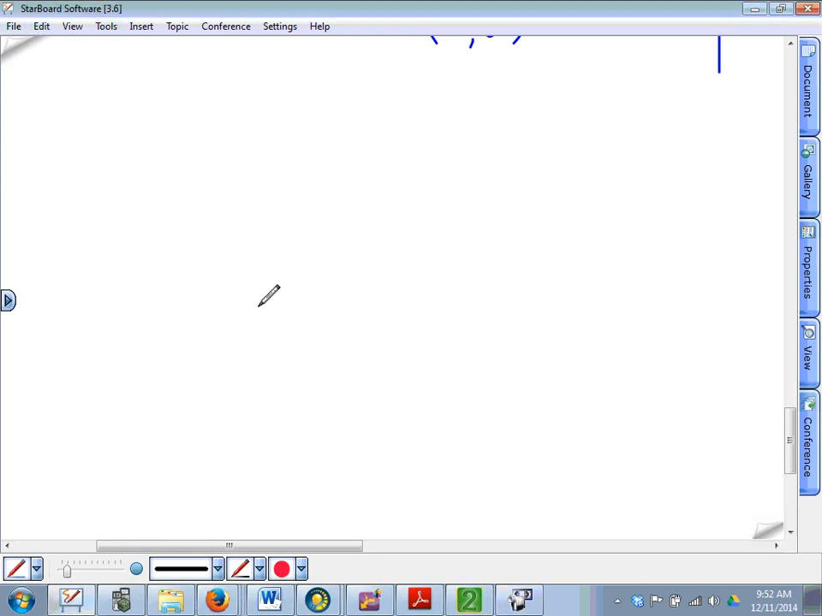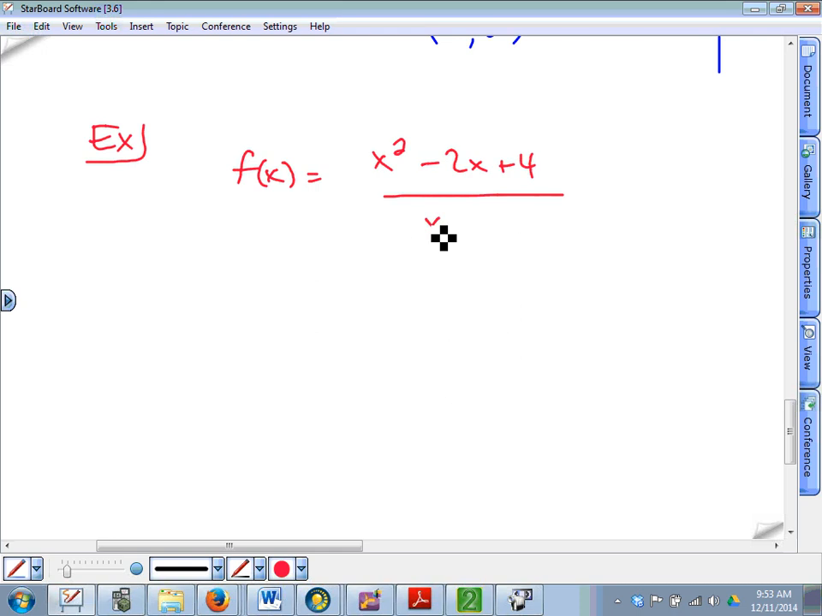Let's do another rational graph example. This one you're going to want to listen to. f(x) equals x squared minus 2x plus 4 over x minus 2.